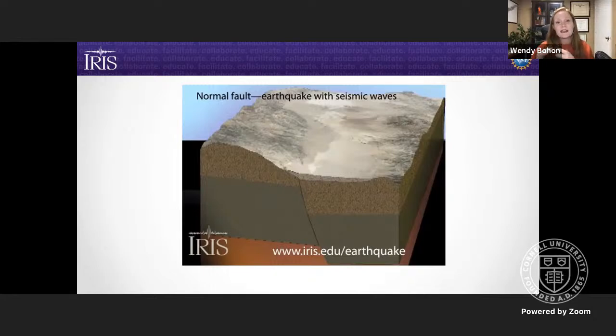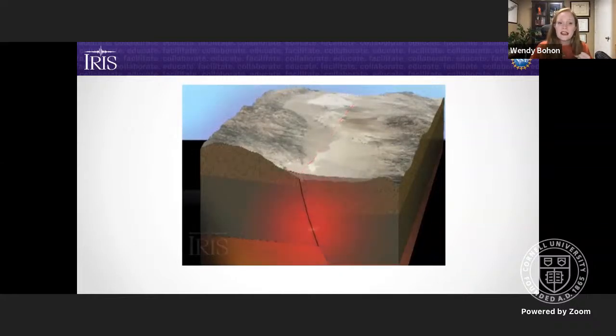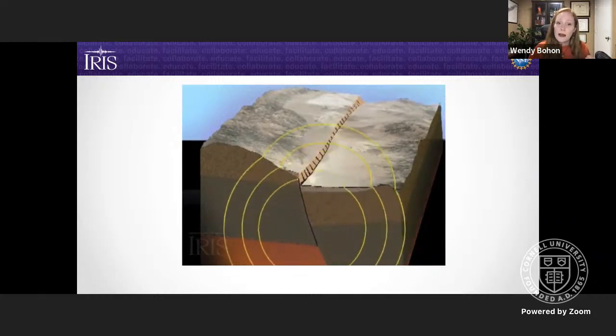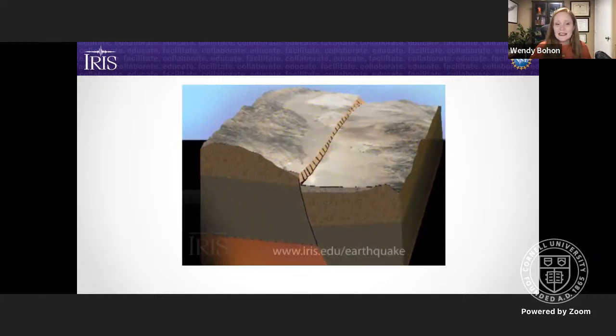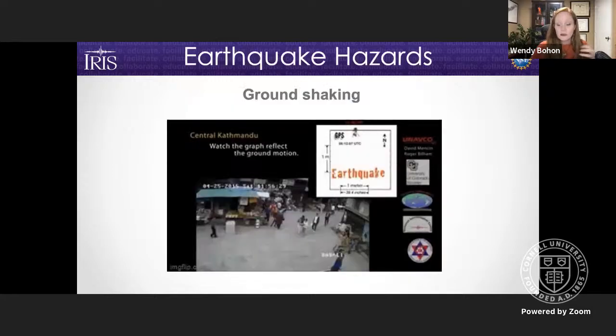The stress and strain of those plates moving, in a broad sense, is what causes earthquakes. And so we have the stress and strain that's building up inside the earth. Eventually, the rocks will break. When they break, that sends out waves, energy waves in all directions. We feel that as shaking. So the main thing that we think of when we think of earthquakes is the ground shaking.